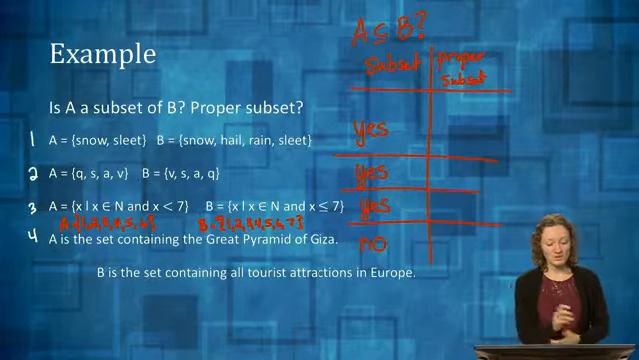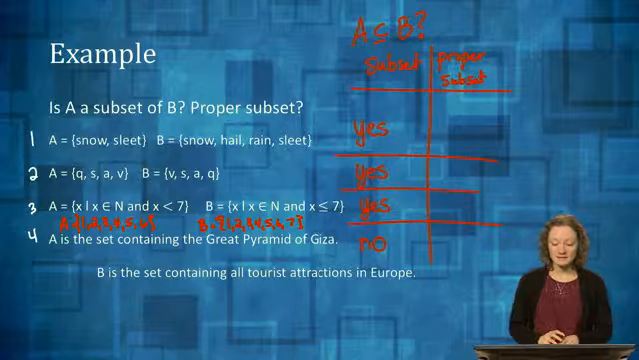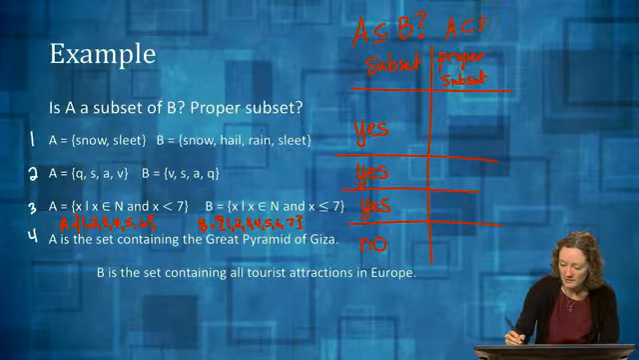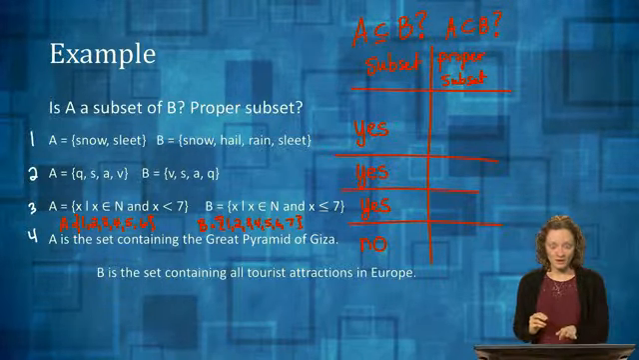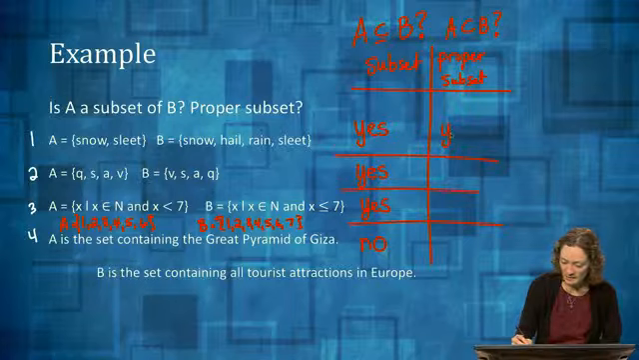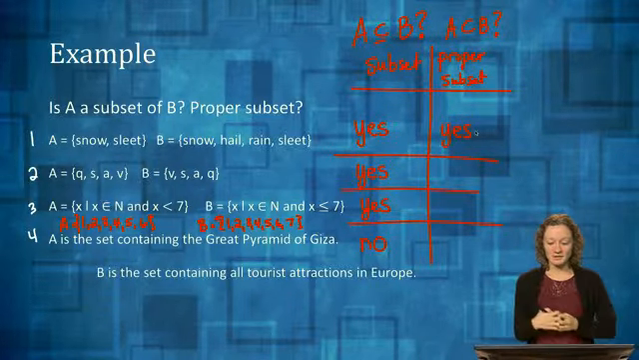Okay, so the first one, snow and sleet, is set A, and set B is snow, hail, rain, and sleet. And so we're asking, is A a proper subset of B? So are all elements of A also elements of B? The answer is yes. Second part, are they equal to each other? They're not equal, so this is a proper subset. This is a smaller grouping of those elements from set B.